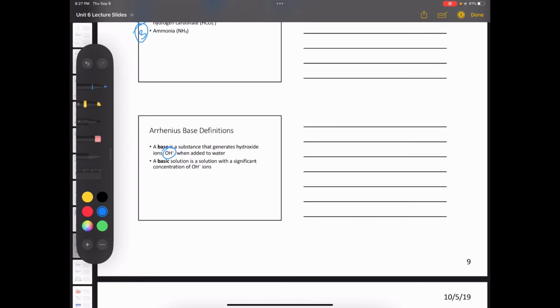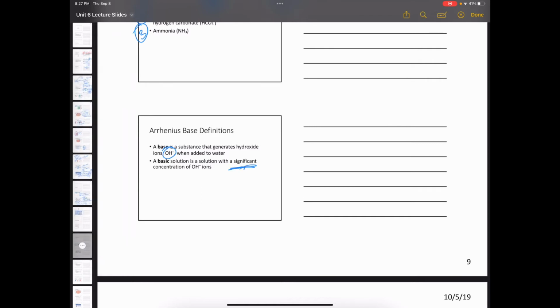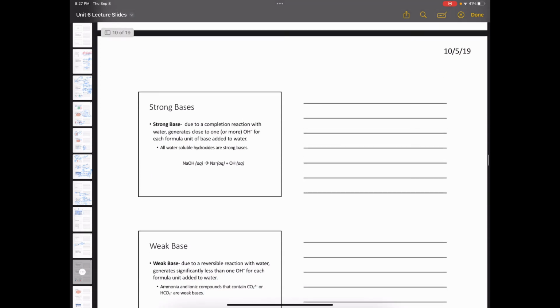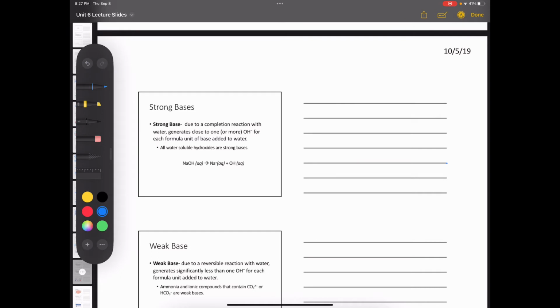A basic solution is generally considered when you have hydroxide ions. The higher the concentration of hydroxide ion, the more basic the solution will be, and vice versa. So a basic solution is considered when there's a significant concentration of hydroxide ions. A strong base follows the same logic. Due to the complete reaction with water, it generates one or more hydroxide ions for each formula unit of the base added to water, something like NaOH. It's the same idea as when we talked about HCl.